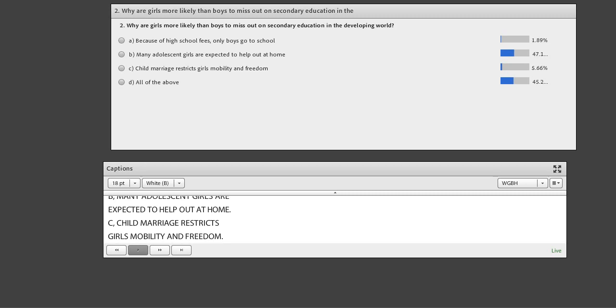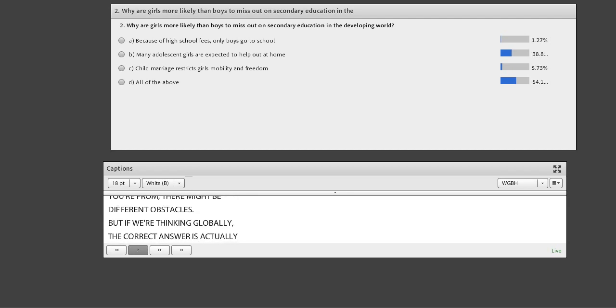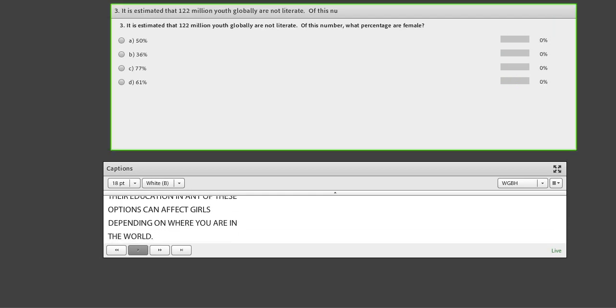It looks like, from reading our responses, that we have the majority, well, it's looking about almost equal between B and D. And this is an interesting question because depending on the country that you're from, there might be different obstacles. But if we're thinking globally, the correct answer is actually D, all of the above. Increasingly, adolescent girls face many economic and social demands that further disrupt their education, and any of these options can affect girls depending where you are in the world. Great work, everyone. We have one last question for you before we continue on.